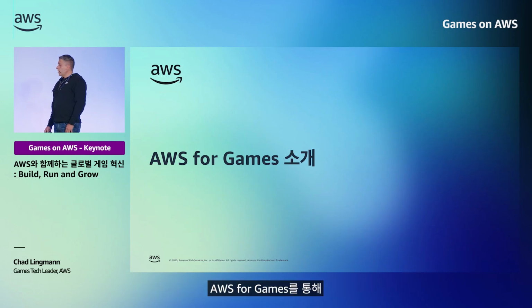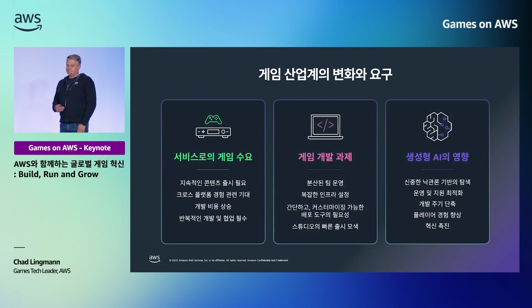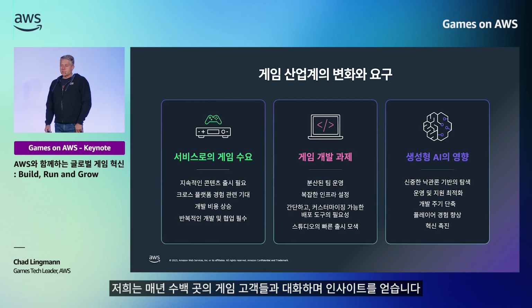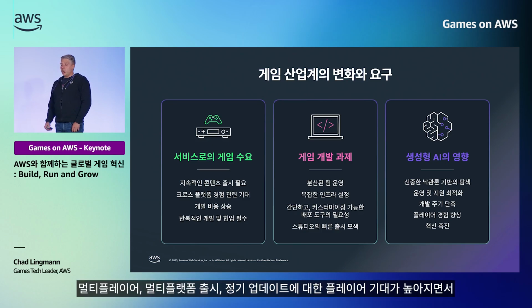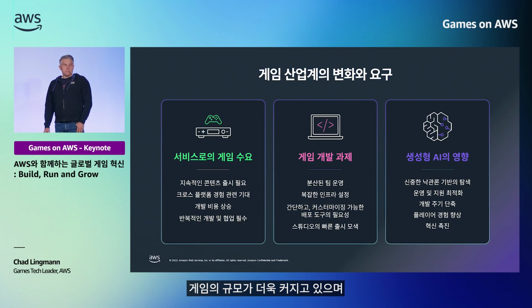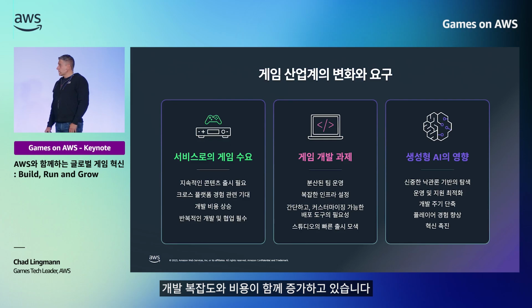At AWS for games, we talk to hundreds of games customers every year. And the input we get helps us in our solution area strategy. To highlight a few items, games have become bigger with multiplayer, multi-platform releases and regular updates expected from players. This is driving up development complexity and costs.